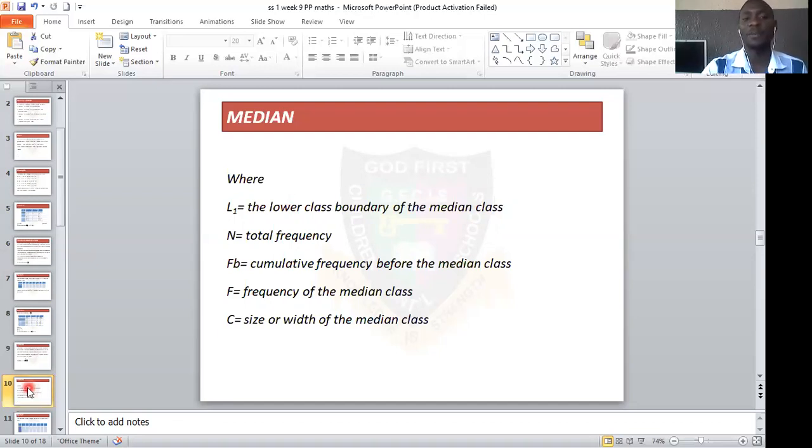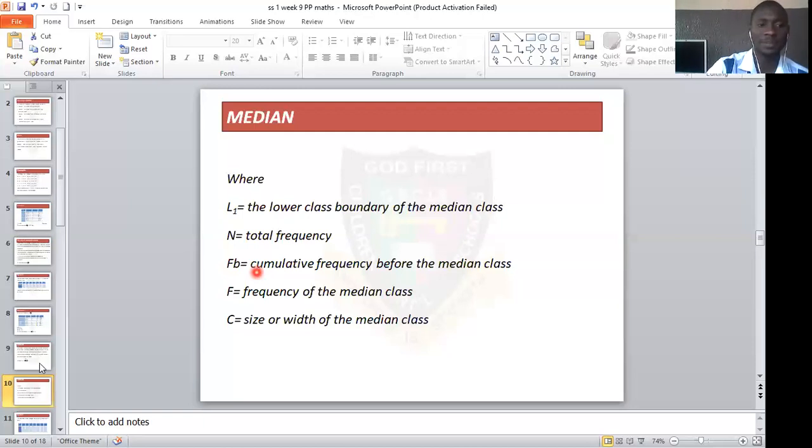N from the formula is the total frequency. FB is the cumulative frequency before the median class. Please take note of all these things very well. They are very vital in solving questions on the median for a grouped frequency distribution table. That is, if your median class is the third class, the cumulative frequency of the second class is the FB. F is the frequency of the median class, while C is the size or width of the class, that is the interval of the class.